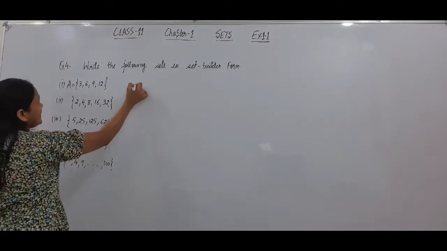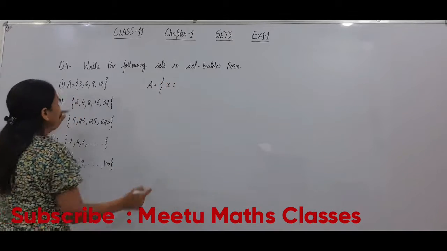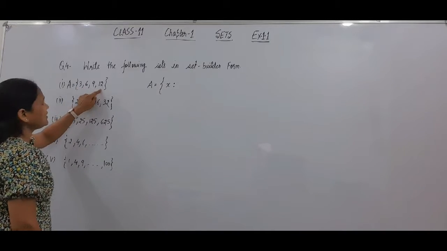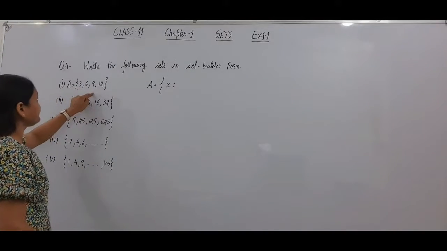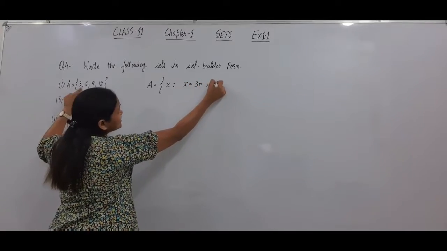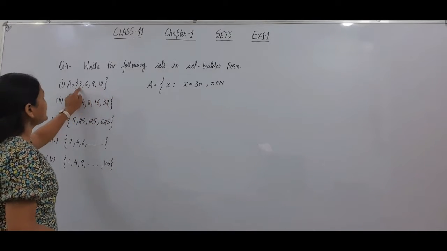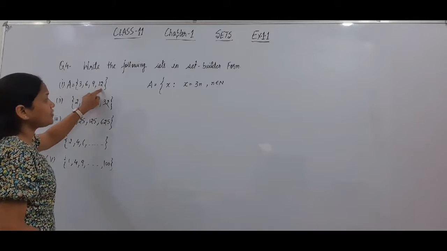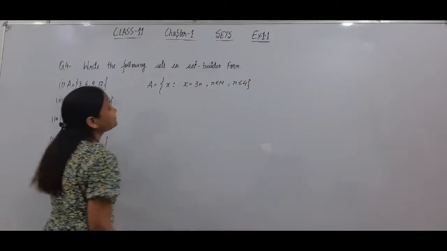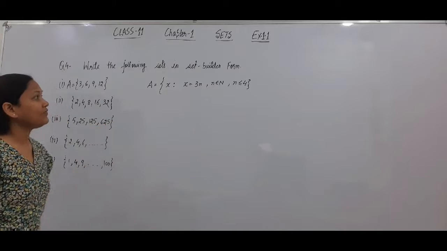Now you can write A in set builder form as A contains element x, where we can see that all the elements of x are multiples of 3. So x can be written as 3n, where n belongs to natural numbers, but n should only go up to a limit: 3 into 1, 3 into 2, 3 into 3, 3 into 4. So n should be less than or equal to 4. This is how you write this set in set builder form.